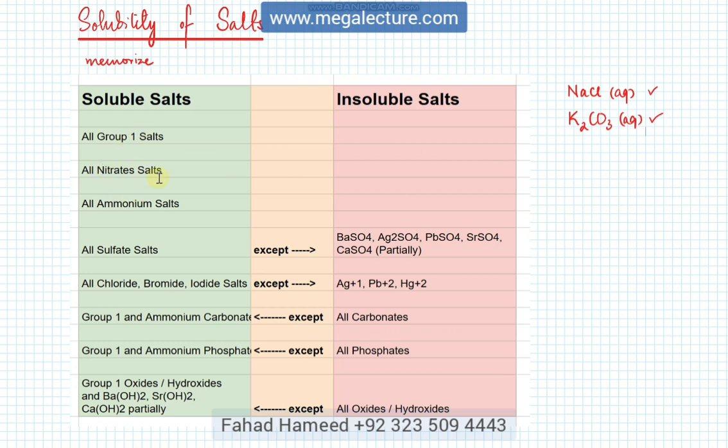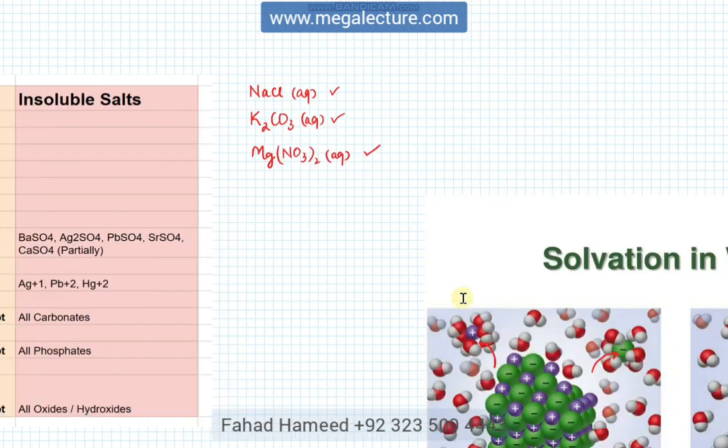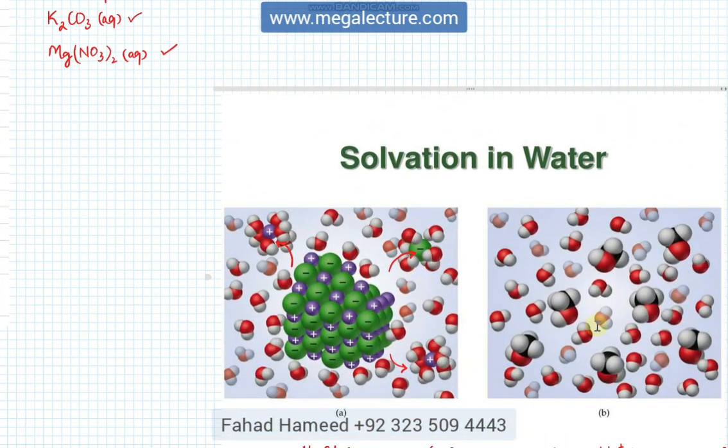Second thing, all nitrates are soluble. So whenever you see a nitrate anywhere, that's going to be soluble. So if I see magnesium nitrate, Mg plus 2, NO3 minus 1, so it's going to be Mg(NO3)2. That is also going to be soluble. It's going to mix in water and its ions are going to dissociate and get scattered.